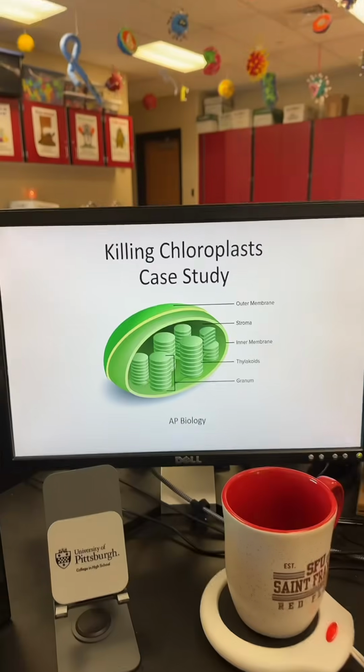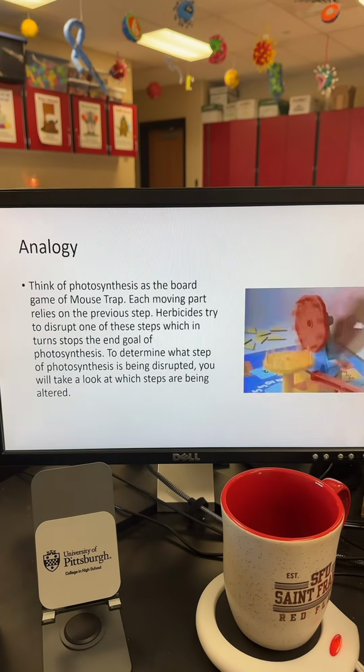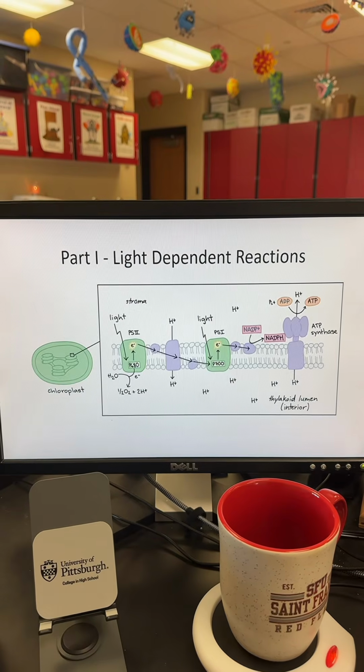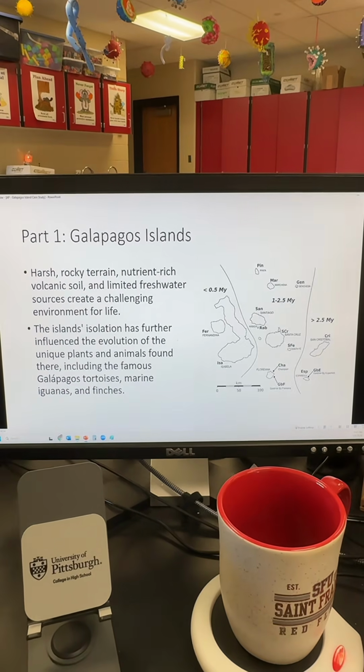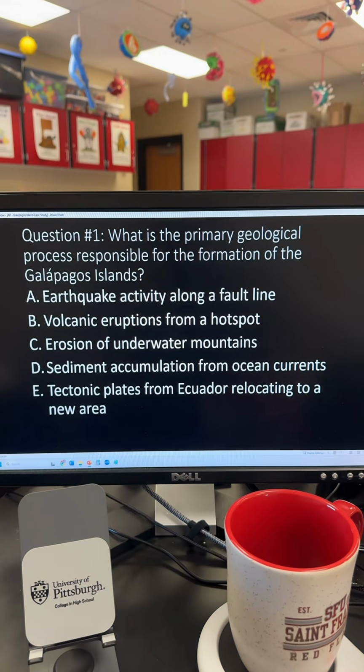In my AP classes, I've been trying to do more case studies where the students have to use what they learn in class in some type of real world analysis. In my AP classes' case studies, they have to read different types of PowerPoint slides and then answer some questions. And these questions can range from just looking at graphs to answering multiple choice questions.